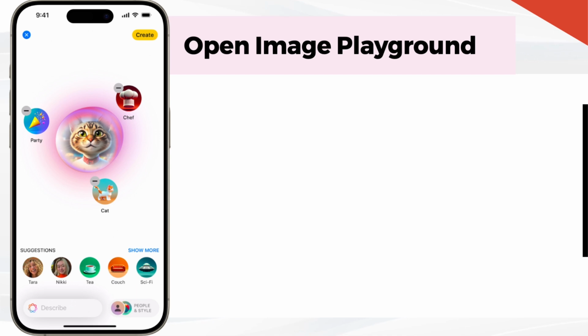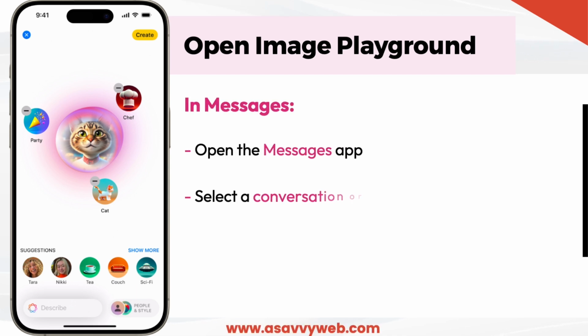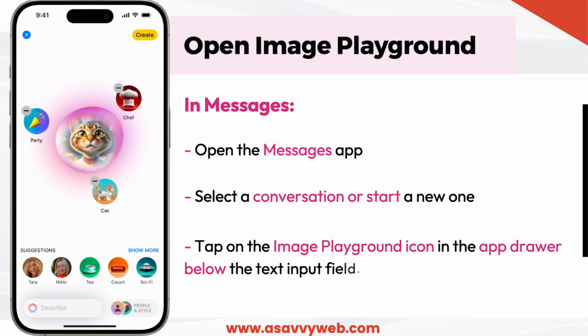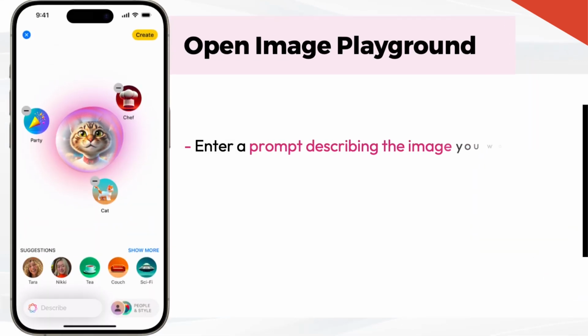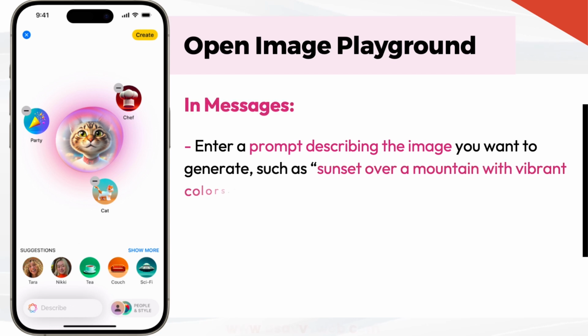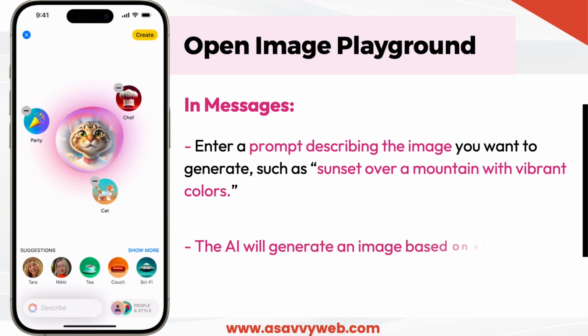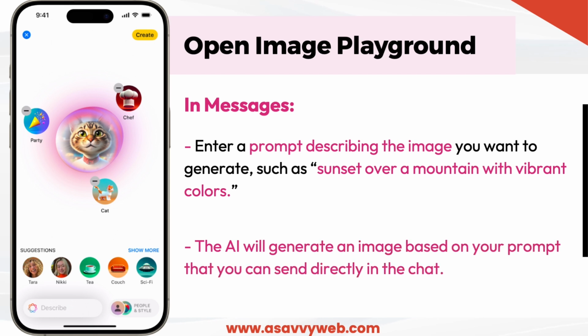Open Image Playground. In Messages, open the Messages app. Select a conversation or start a new one. Tap on the Image Playground icon in the app drawer below the text input field. Enter a prompt describing the image you want to generate, such as sunset over a mountain with vibrant colors. The AI will generate an image based on your prompt that you can send directly in the chat.